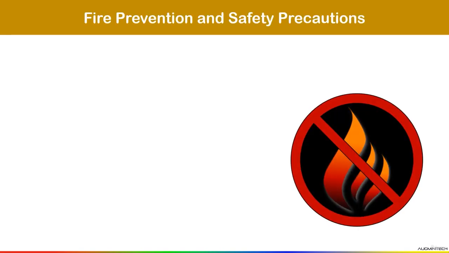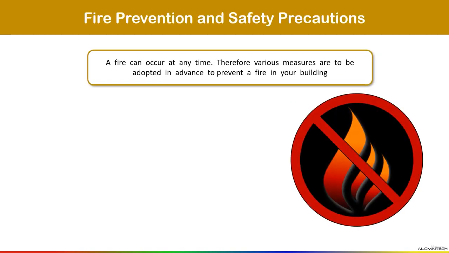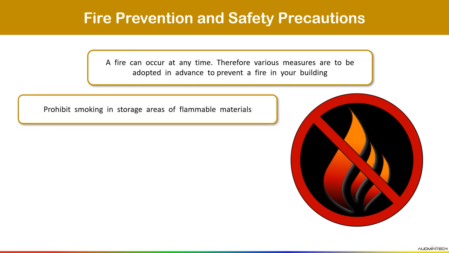Fire prevention and safety factor. As we know that a fire can occur at any time, therefore various measures are to be adopted in advance to prevent a fire in your building. So for that, first we have to prohibit smoking in storage areas of flammable material. That is why it is mandatory to display a no smoking sign on a board or in public places. If you know someone who smokes, remind them of safe smoking habits. And if you see someone using cigarettes, remind them to wet them first before throwing them into a bin.